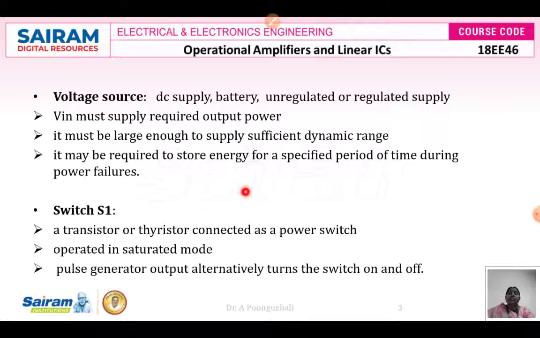Next is the switch S1. As I said, it is going to be a transistor, which we call a series pass transistor, or it can be a thyristor connected power switch. This switch is operated in the saturated mode, which means it is always in the on condition. Depending upon how the pulse generator supplies the pulse, the transistor will be in the on state or the off state. When it is in the on state, it is in the saturated mode. When it is in the off state, it is off.